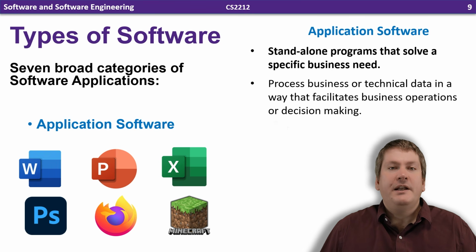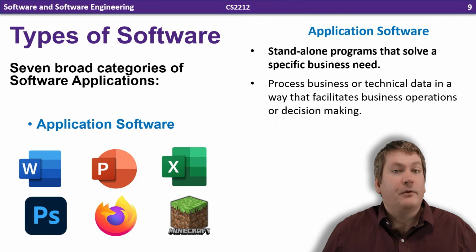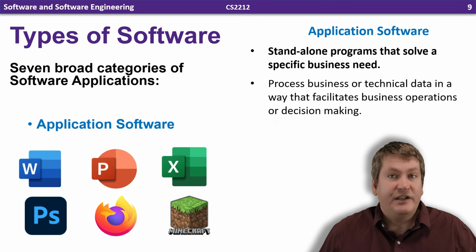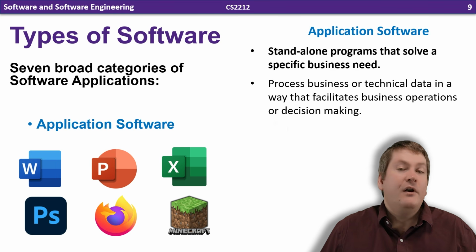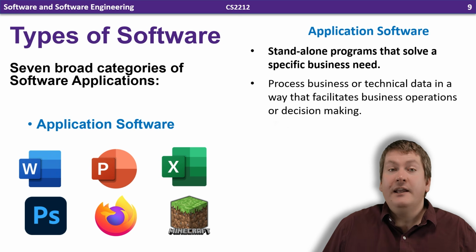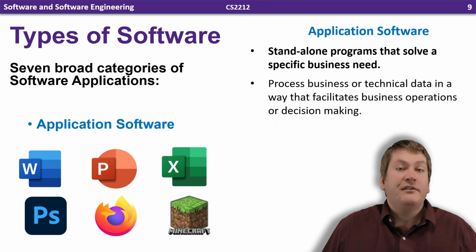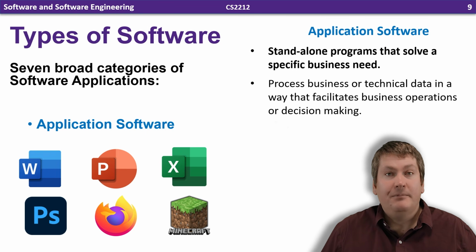However, it's not limited to just purely business use. It can also be programs that serve a broader need, like providing entertainment, such as video games, or applications end users frequently use, such as a web browser for accessing web pages. The key here is that the application software is standalone, meaning that it's installed locally and most processing is done locally. This category is also sometimes referred to as desktop software.